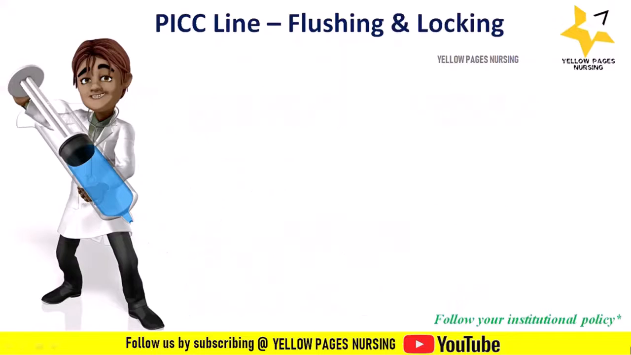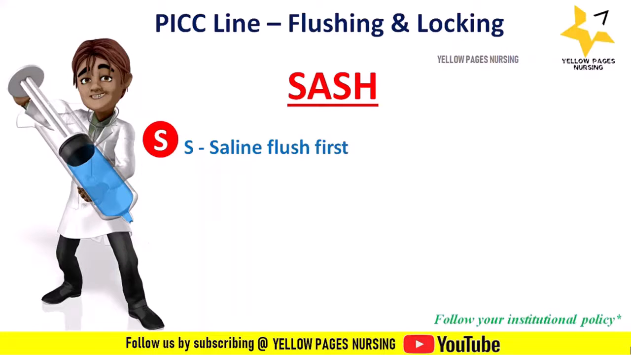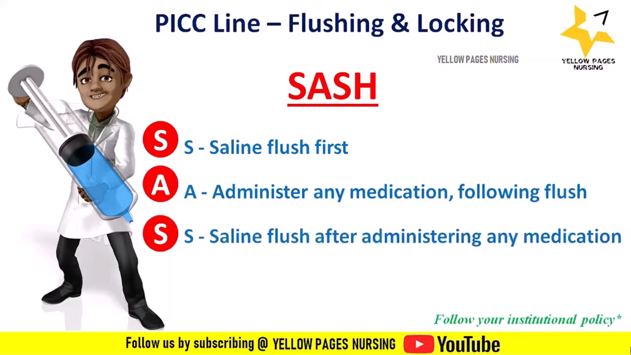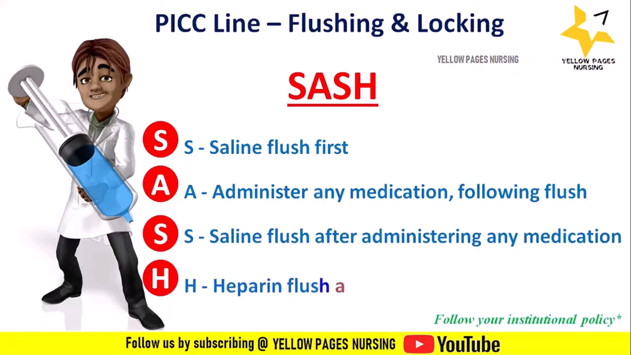Next comes flushing technique. There are two techniques for flushing a PICC line. First comes the SASH technique, where S stands for saline flush first, A for administering any medications following the flush, S for saline flush after administering any medication, and H for heparin flush as the final step.